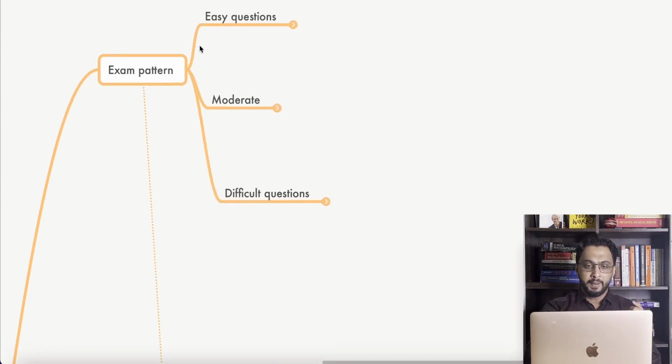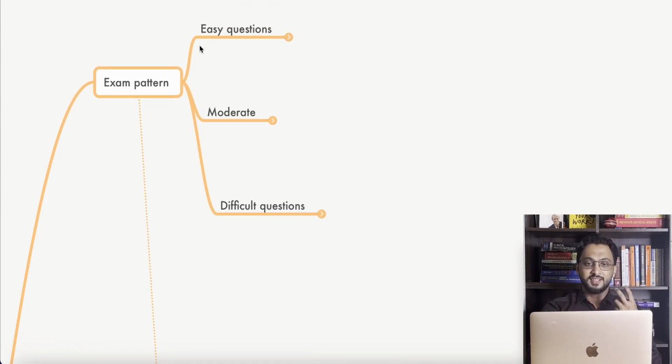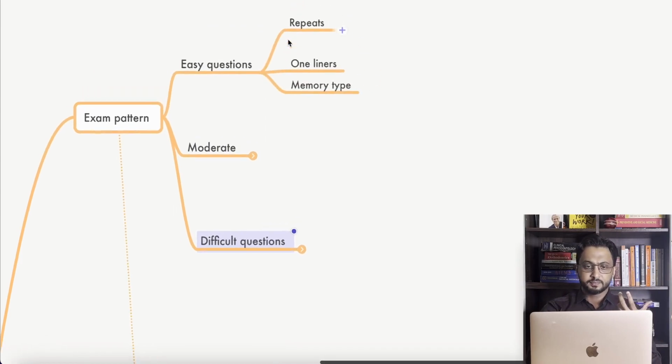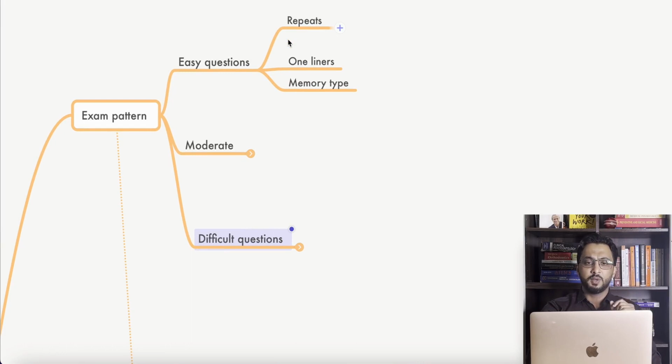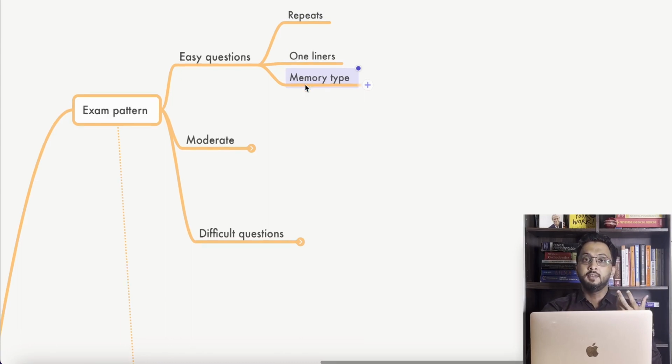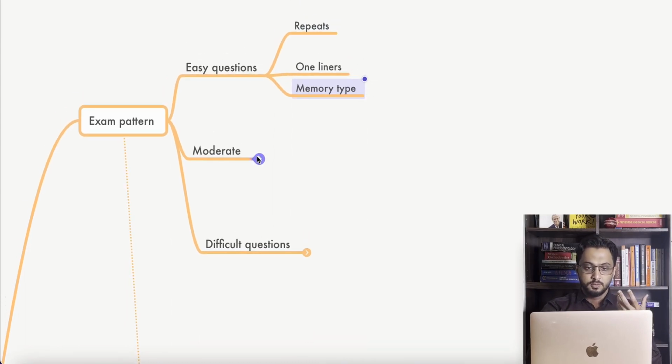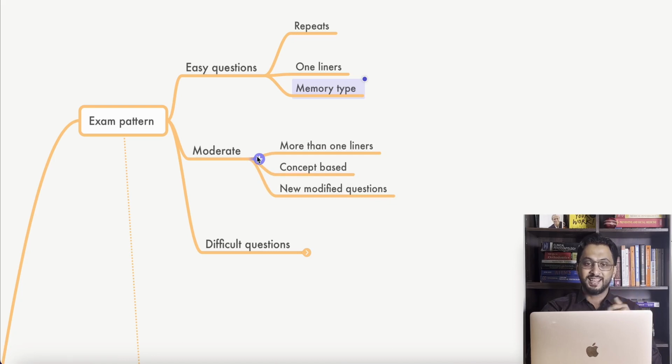So coming to the exam pattern, unlike the previous lectures, I'm dividing it in a different way. There are three types of questions: easy questions, moderate questions, and difficult questions. Now let's see one by one what these categories are. Easy questions are, understandably, repeats, previous repeat questions. One-liners, one-line questions which are memory-based. Again, other memory-type questions. All these are easy questions. Now you have to understand the number of attempts, and to understand that, you have to understand this.